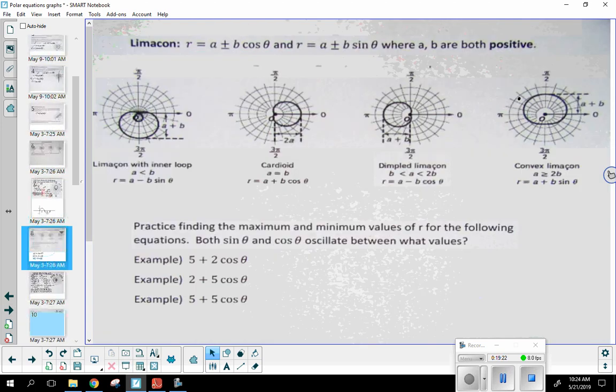So if I come back over here, well, it's definitely not another inner loop. Is it a cardioid? Not a cardioid. So let's check dimpled. B is 2, so is 6 less than twice B, which is 4? Is that a true statement? Nope, so it has to be convex. A was 6, which is greater than or equal to twice B. We should end up with a convex graph. One side of the circle is going to be flattened.